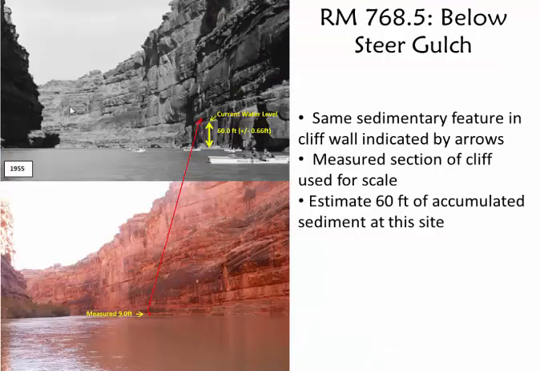Downstream a little farther, now we're just below Steer Gulch, another tributary of the San Juan, getting down close to the takeout at Clay Hills. Again, using sedimentary features in the cliff face and recognizing the same feature in both the historic photo and in the 2012 photo, we're able to go to the cliff, measure a section of cliff that we can identify in both images, and come up with an estimate of 60 feet of accumulated sediment at this point. So we're just filling up the San Juan River Canyon with mud, basically.